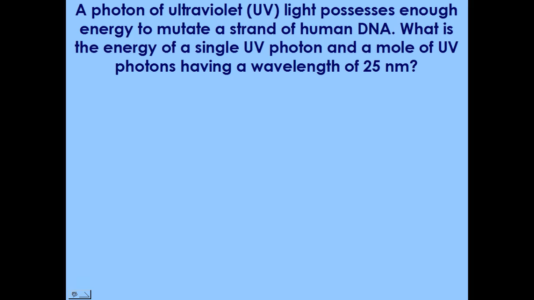So a photon of ultraviolet light possesses enough energy to mutate a strand of human DNA. What is the energy of one UV photon and then a mole of UV photons that have a wavelength of 25 nanometers? So we have a wavelength, we want to find energy. And so if we use that triangle, delta E equals hc over lambda, we get that lambda is equal to hc over delta E.